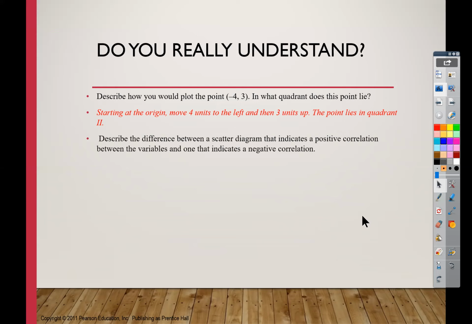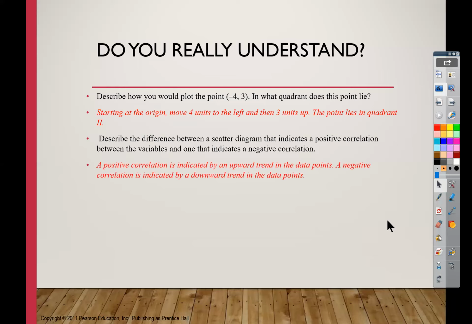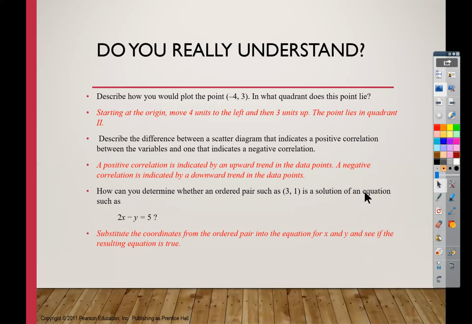Describe the difference between a scatter diagram that indicates a positive correlation between the variables and one that indicates a negative correlation. A positive correlation is indicated by an upward trend, a negative correlation is indicated by a downward trend. How can you determine whether an ordered pair such as (3, 1) is a solution of an equation such as 2x minus y equals 5? You would substitute the coordinates from the ordered pair into the equation for the x and the y to see if the resulting equation is true.